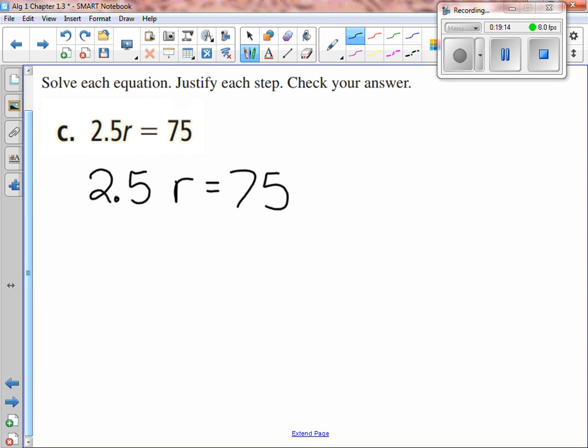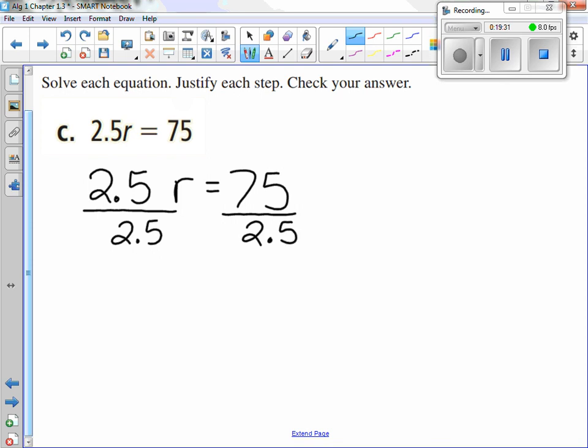The reason I know to use that is because the 2.5 and r here are being multiplied together, and the opposite of multiplication is division. So we're going to divide both sides by 2.5. Because when we divide both sides by 2.5, 2.5 divided by 2.5 simplifies to 1, giving me r by itself. And now we can do 75 divided by 2.5, and we will get that this is 30.